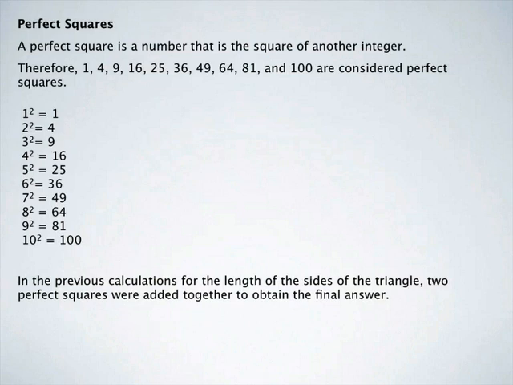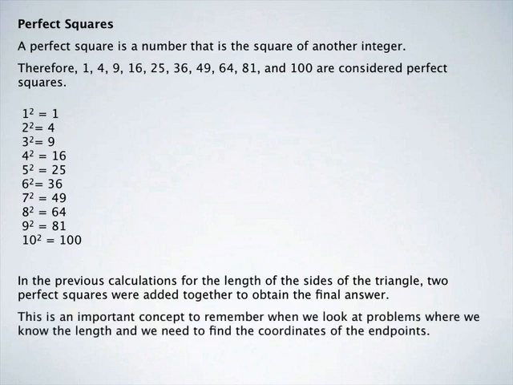In the previous calculations that we did for length of the sides of a triangle, we added together two perfect squares to get the final answer. We will use this skill in future questions where we are given the length of a line segment and asked to give possible end coordinates.